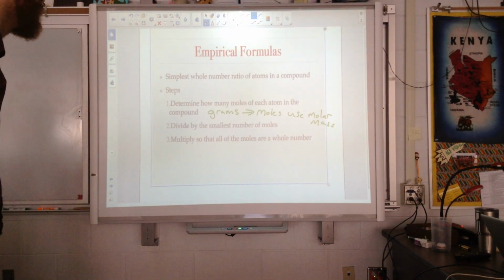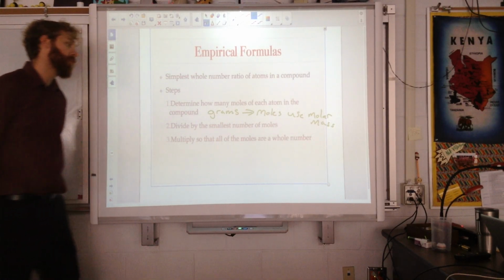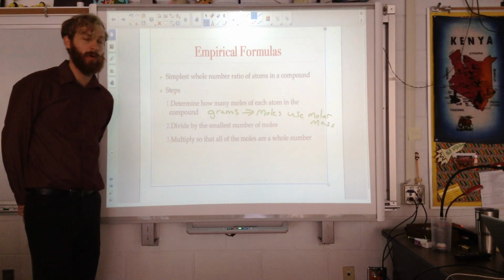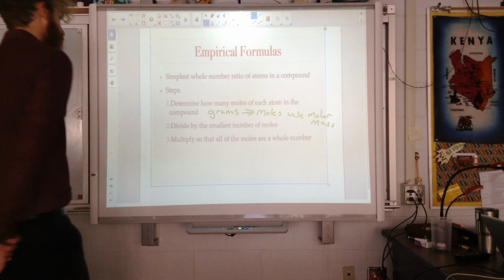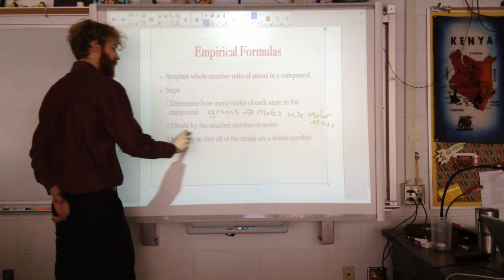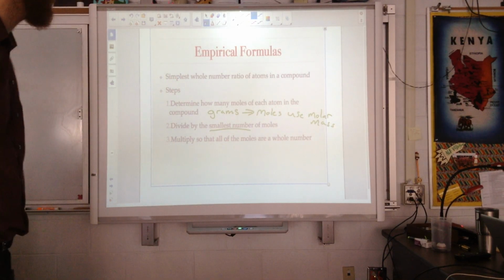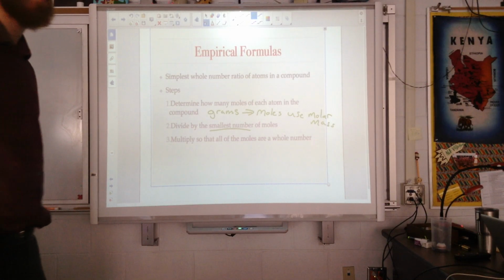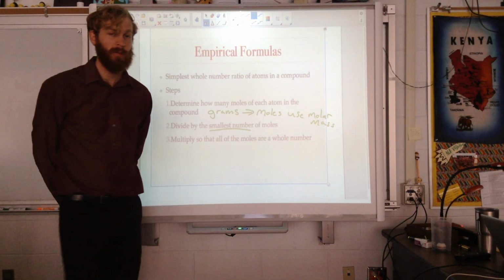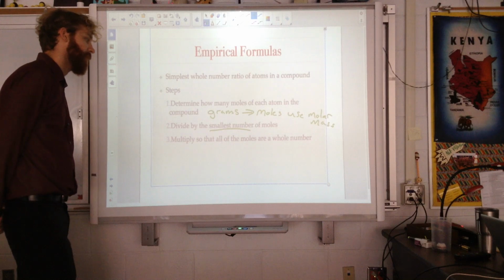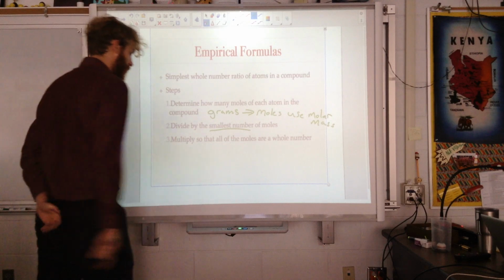The second thing we have to do is, once we have the moles of all of the elements, we have to divide by the smallest number of moles, because we're trying to get a whole number ratio. And the last thing we do is, when we divide by the smallest number, sometimes we don't have whole numbers. And with formulas, you have to have whole numbers. So then we multiply so that all the moles are a whole number. We'll do a problem with that.